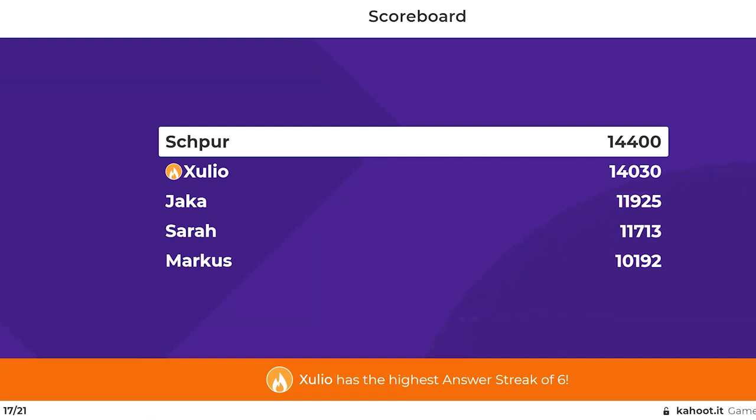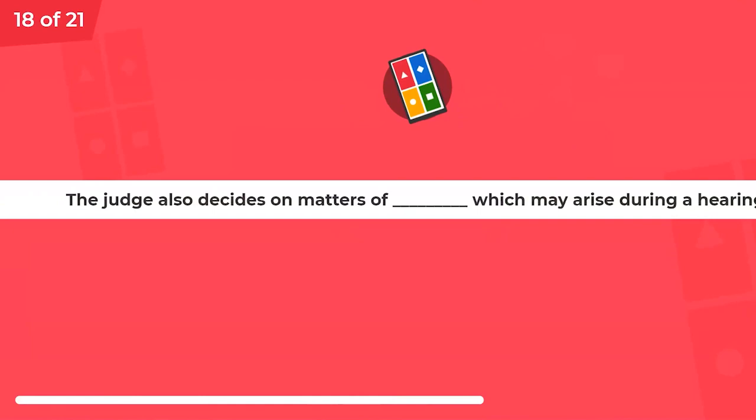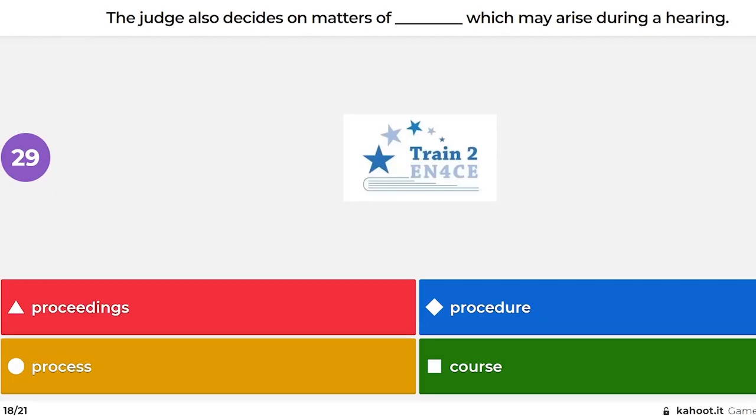Okay. The judge also decides on matters of something which may arise during a hearing. Matters of proceedings, matters of procedure, matters of process, or matters of course.